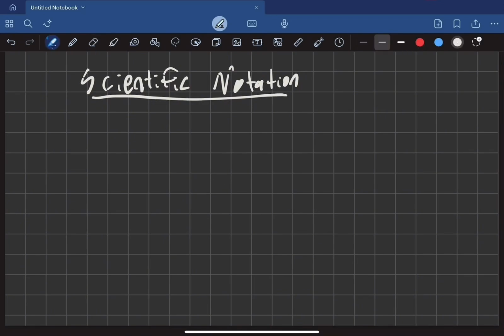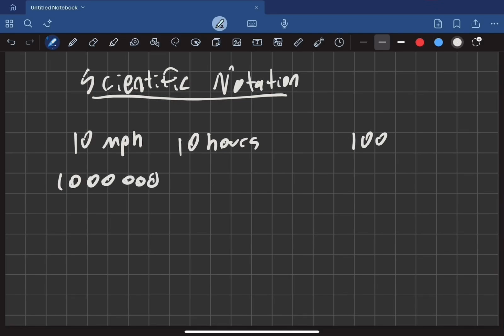Take as an example that you're going 10 miles per hour for 10 hours. If you want to compute how many miles you went, you just do 10 times 10 and get 100. But let's say you went 1 million miles per hour for 10,000 hours. How many miles did you go? Well, not only did this and this take super long to write, and it becomes even longer the more numbers you have, it's also a little bit difficult to compute. So 1 million times 10,000 should be 10 billion.